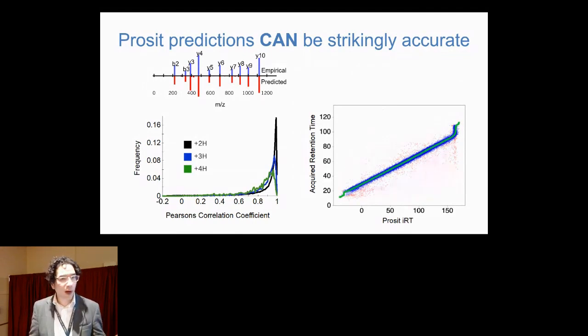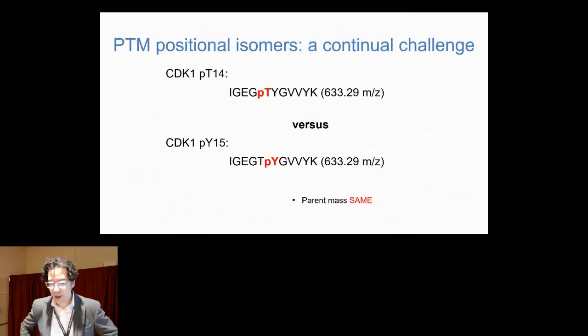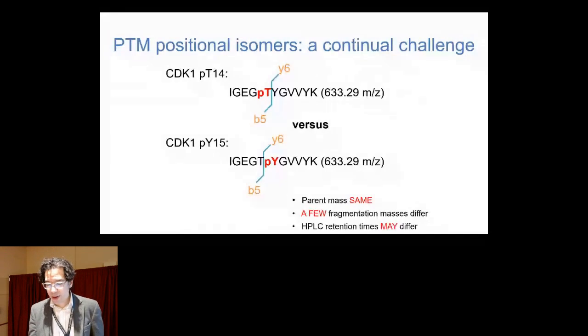And one of the reasons why we've been going down this road is for trying to measure PTMs. So post-translational modifications are oftentimes found with multiple different positional isomers. So for example, in CDK1, there are these 2 different positional isomers where you can phosphorylate this peptide at this threonine or this tyrosine, and they're right next to each other in terms of time. They have exactly the same precursor mass. And they have most of the same fragment ions. So the only fragment ions that differ are these 2 fragment ions that you could measure.